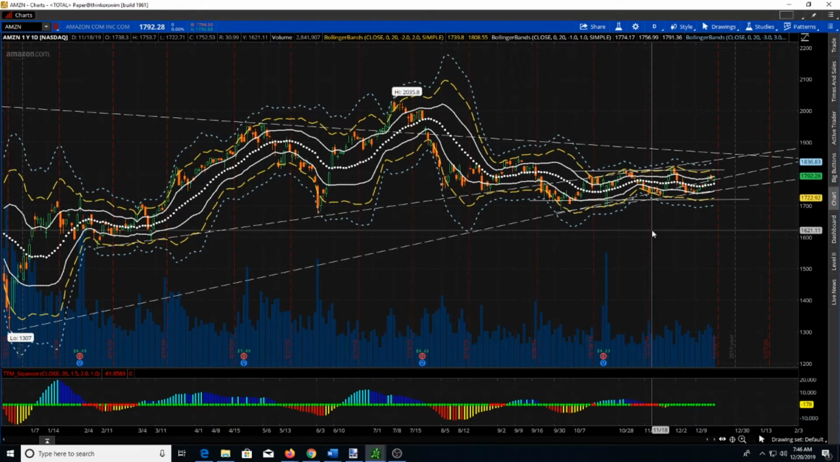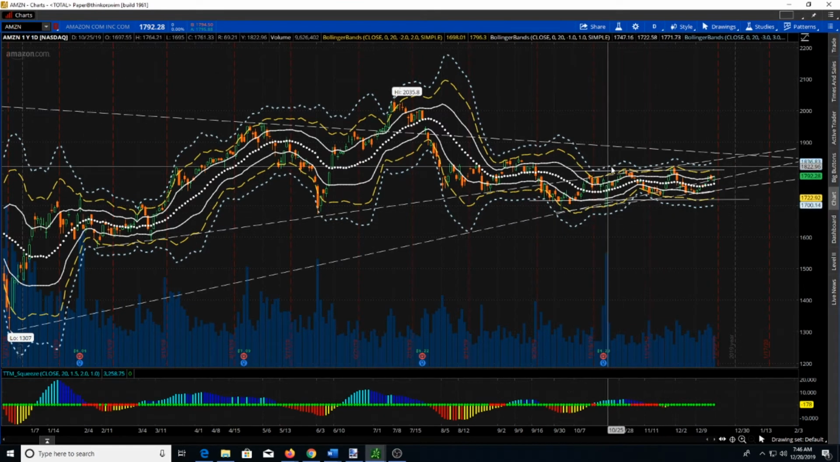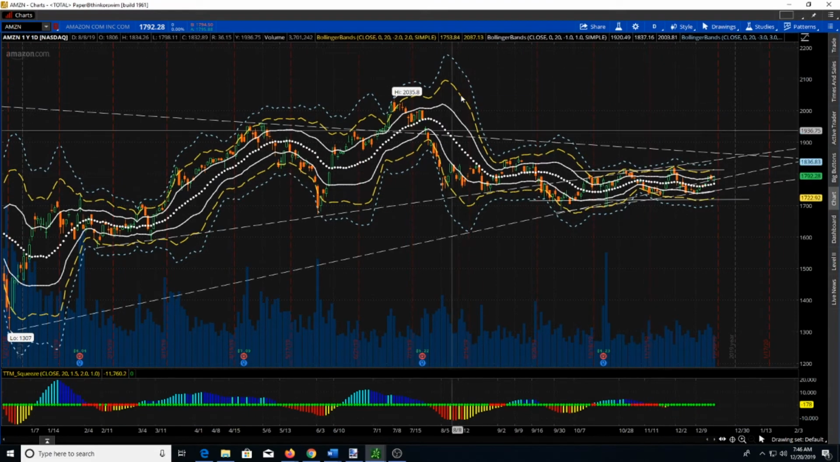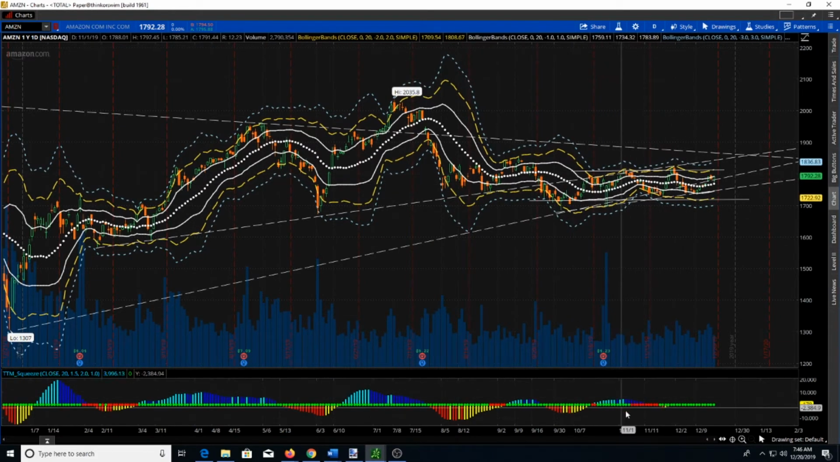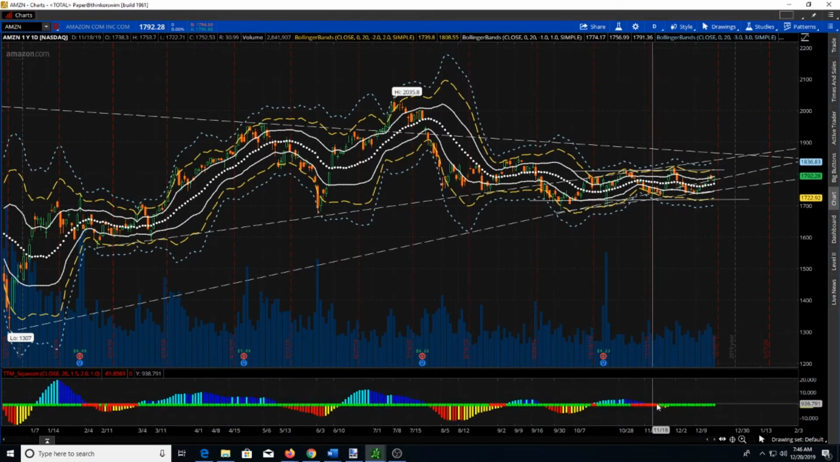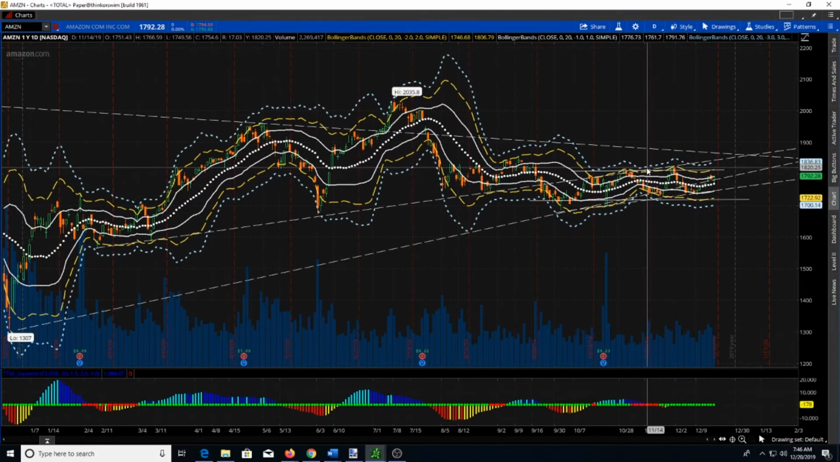Our Bollinger Bands really tell you, at a glance, just how consolidated this is. Look how close these bands are together as opposed to back in here. It's really showing this channel for you. And furthermore, what you're seeing here is the consolidation down here on the TTM squeeze indicator. I mean, there is nothing going on. Amazon is just bouncing around. It hasn't picked a direction.